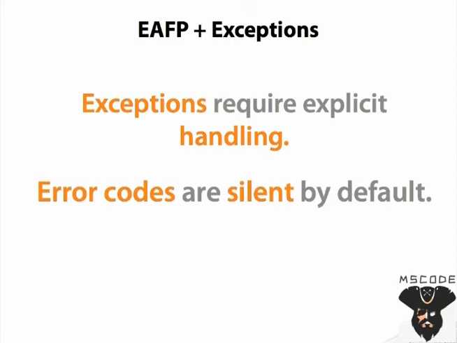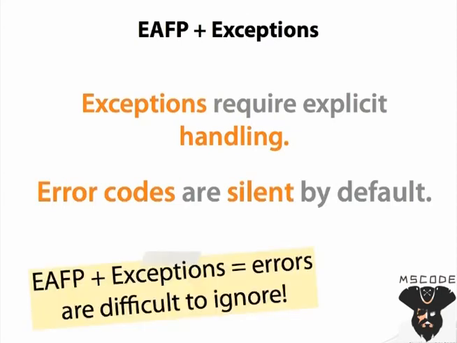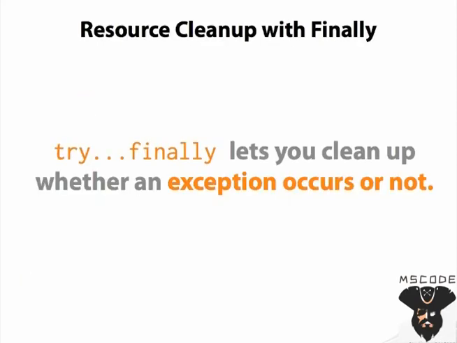By default, exceptions have a big effect, whereas error codes are silent by default. So the exception EAFP-based style makes it very difficult for problems to be silently ignored. Sometimes you need to perform a cleanup action irrespective of whether an operation succeeds. In a later module, we'll introduce context managers, which are the modern solution to this common situation, but here we'll introduce the try finally construct, since creating a context manager can be overkill in simple cases. And in any case, an understanding of try finally is useful for making your own context managers.